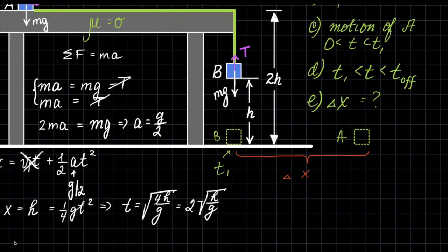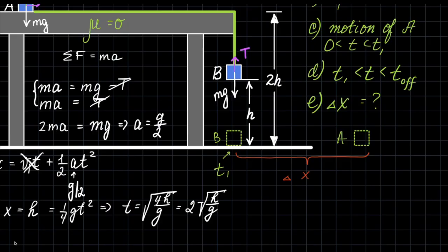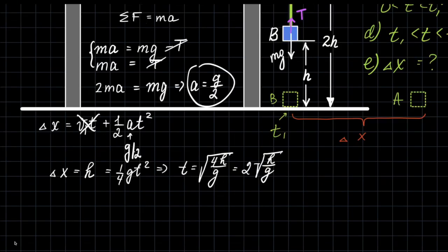C, they're asking us what kind of motion will block A have between the time of release to the moment when B hits the ground. We've already discussed this. It will have this acceleration of half g. But then once block B hits the ground, to the moment when block A flies off, the moment block B hits the ground, A stops accelerating. It will be moving with a constant velocity. What will that constant velocity be?